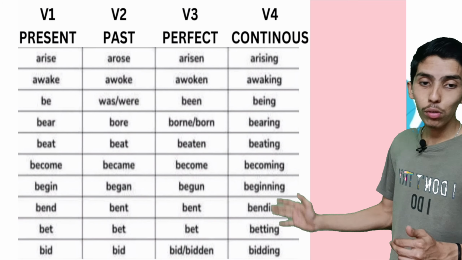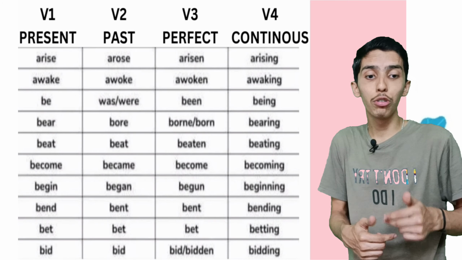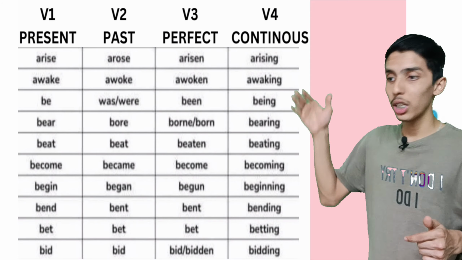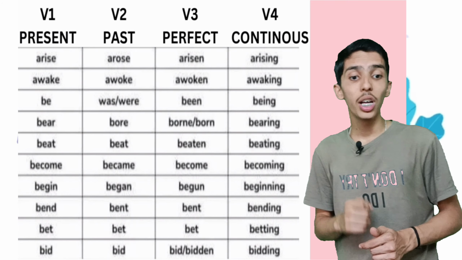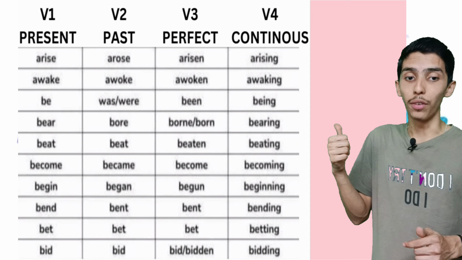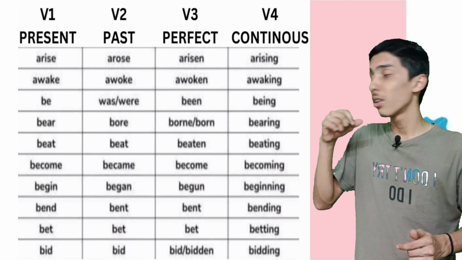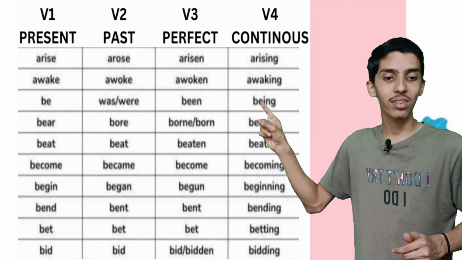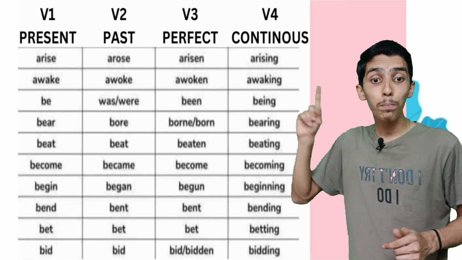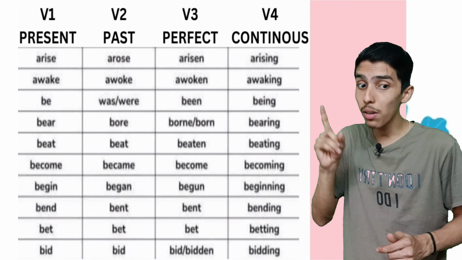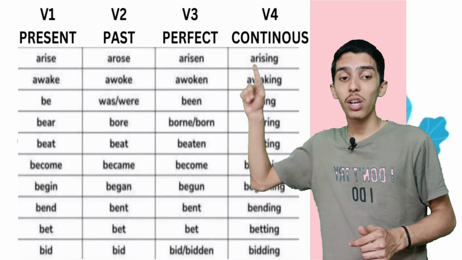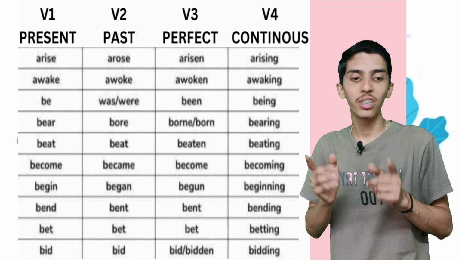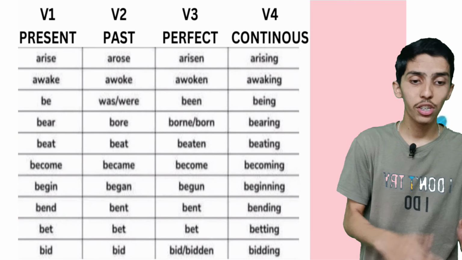So I will give you one example so that you can identify the verb. There are so many examples, but I will explain the one word. Ask is a V1, so it's present. Asked is a past. Asked is also perfect, V3. V4 is continuous: asking, whenever ing comes, it's continuous. Okay, friends.